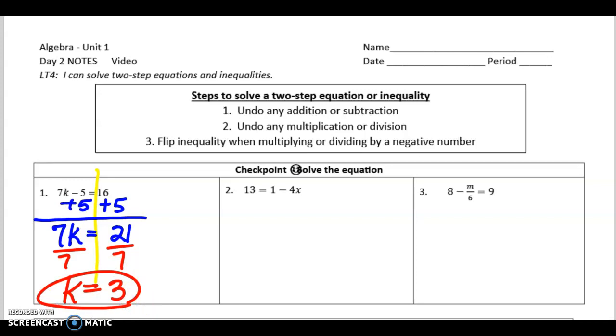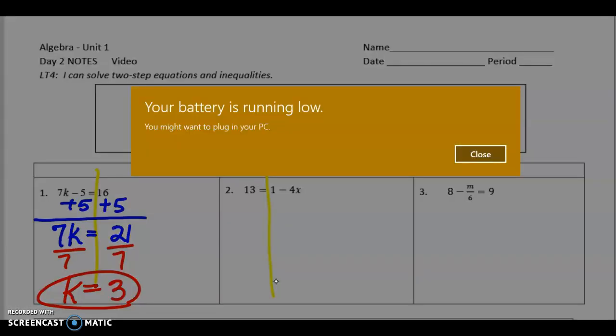The second equation here, similar situation. We have 2 sides separated by an equal sign.